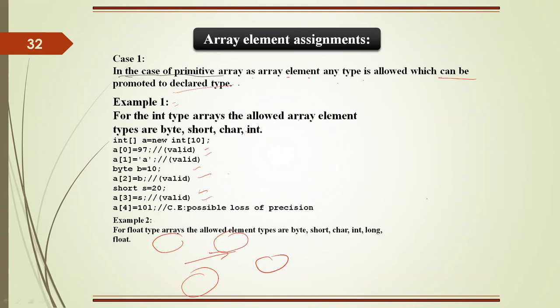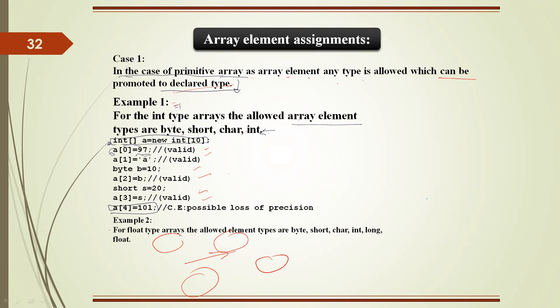In the case of a primitive array, as an array element any type is allowed which can be promoted to the declared type. Example one: you can see for the int type array, the allowed array element types are byte, short, char, int. So here we create one array object. I want to add into this A of 0 the value 97, and A of 1 a char. This is treated as binary, so you cannot. So in this example, all these things are valid.